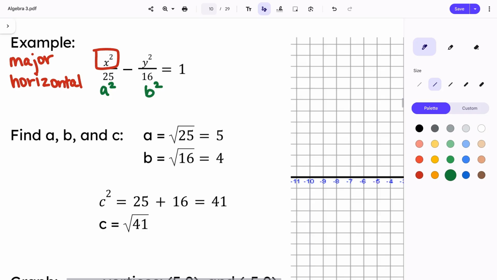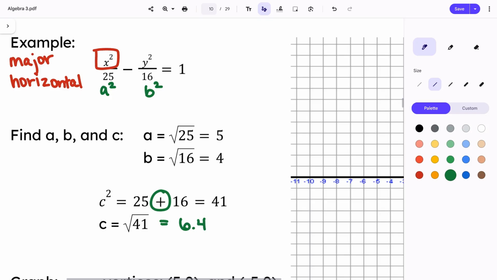Then remember down here for the c squared, it changes a little bit. We have a plus sign instead of a minus sign today. So we're adding 25 plus 16. We get 41. And then I would square root that. Can someone take the square root of 41? Tell me what that is about. Okay, so we're going to use that also when we graph.